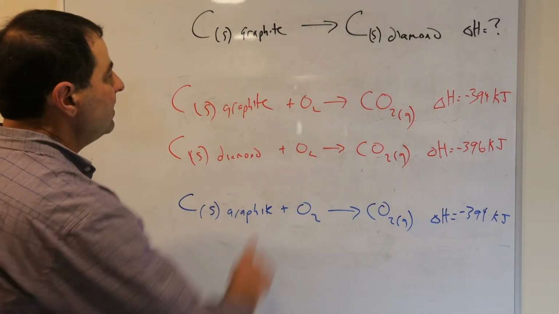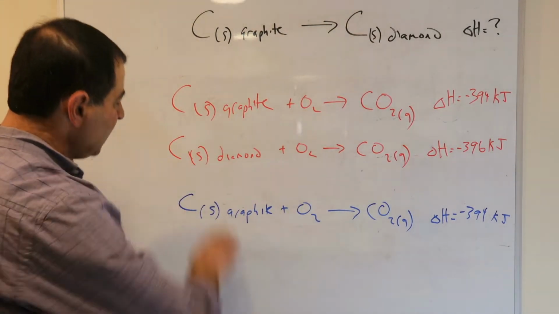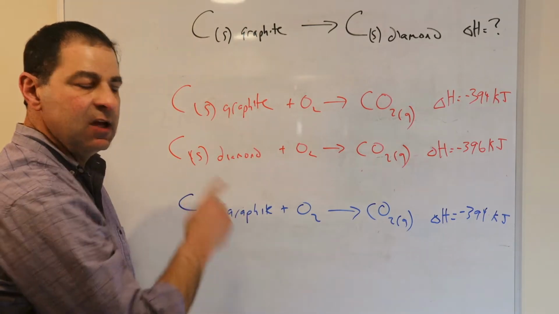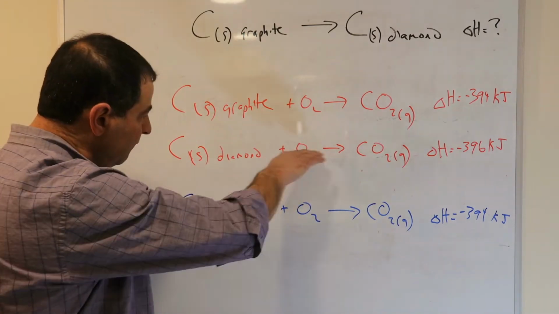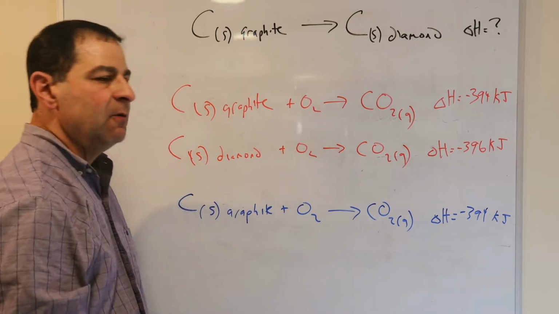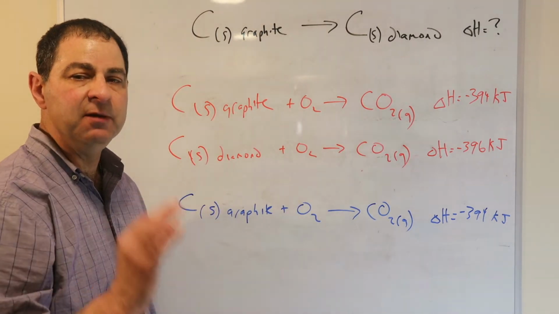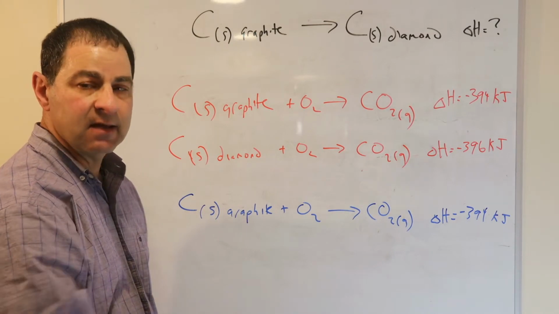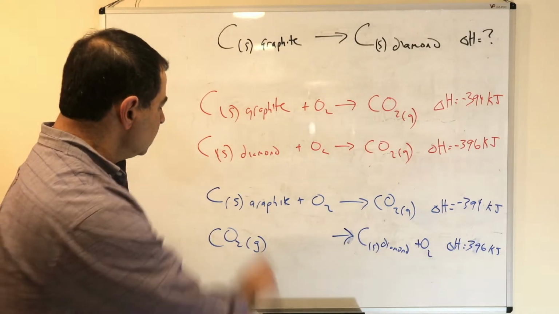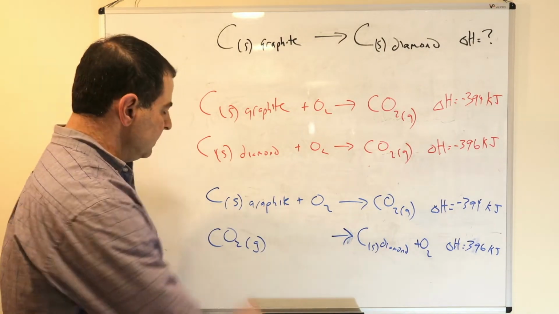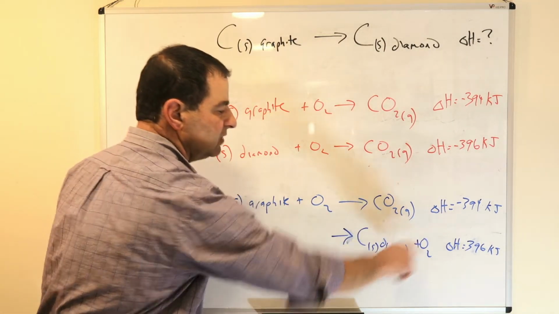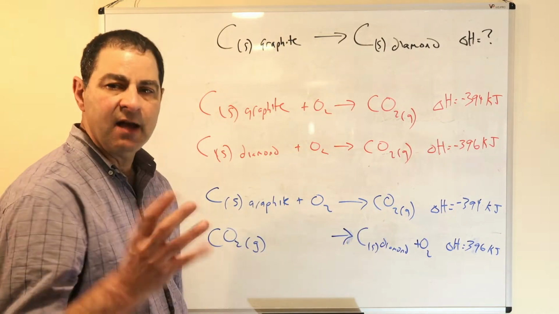But I look and see now, here I need carbon as a diamond. I have carbon as a diamond, but it's a reactant. So I need to reverse this reaction. Going forward, it's exothermic. When I reverse it, it's simply going to be endothermic. The sign is going to change. So I can rewrite that one as a reverse reaction. So now I have the first reaction written forward. The second reaction I reversed and changed the sign of the delta H. I now put them together.